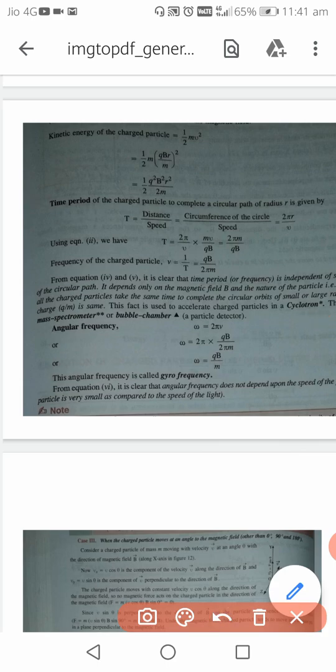Okay, so two cases we discussed. One is when the angle is 0 degree or 180 degree. The second is when the angle is 90 degree. The third case is when the angle has some acute value, meaning less than 90 and more than 0. For that, what is the shape of the path, we will discuss in the next video.